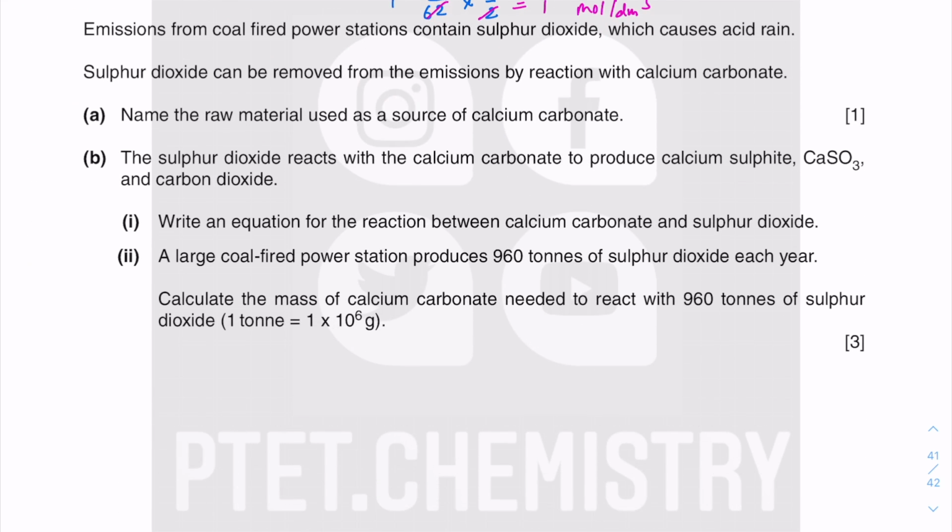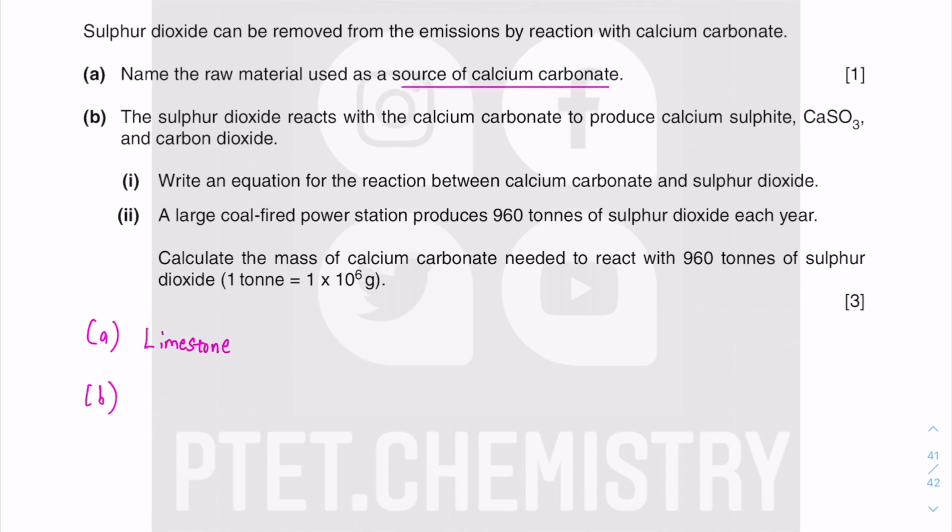The next question is a 4-mark question. So the whole question starts from there. In the first part, they say name the raw material used as a source of calcium carbonate. So we can say we use limestone. Limestone contains predominantly calcium carbonate. They are also used to make very nice marble kind of buildings like the Taj Mahal. Among the many famous buildings, they are made of limestone.